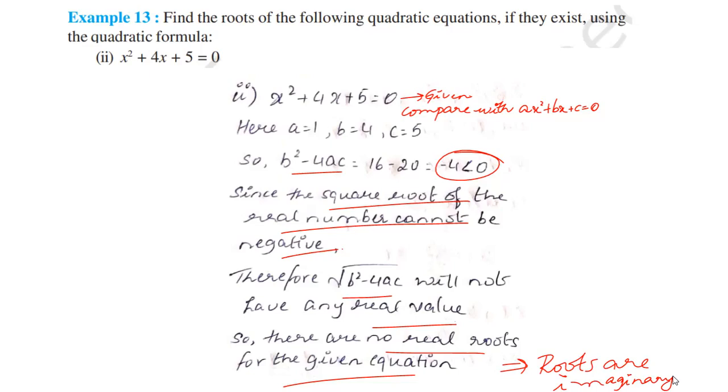So we write what is given, then compare it with the standard form, and write the discriminant b square minus 4ac, which is actually minus 4, which is less than 0. The square root of a negative number is imaginary, so there is no real value for it. Therefore, there are no real roots for the given equation.